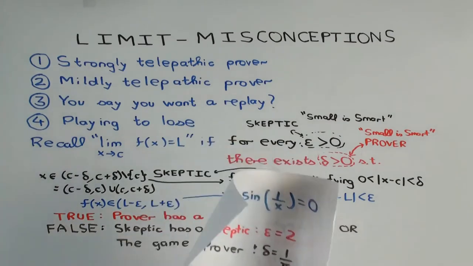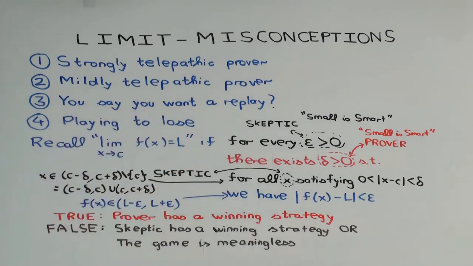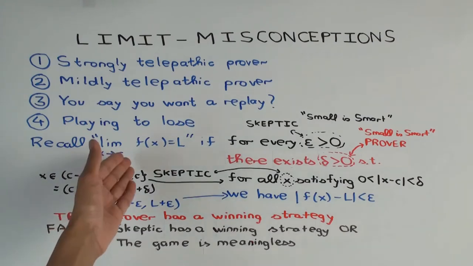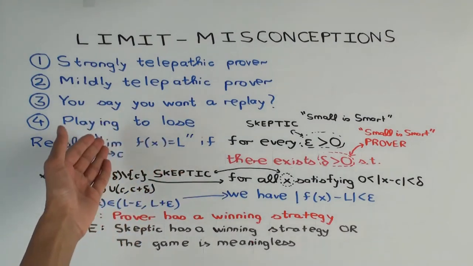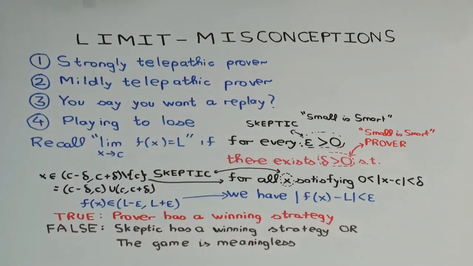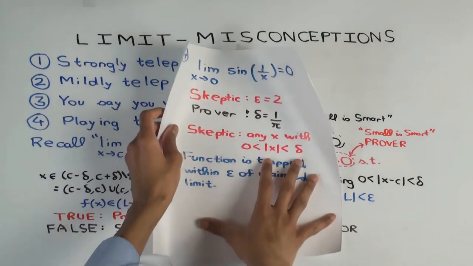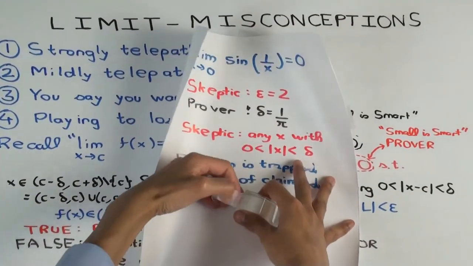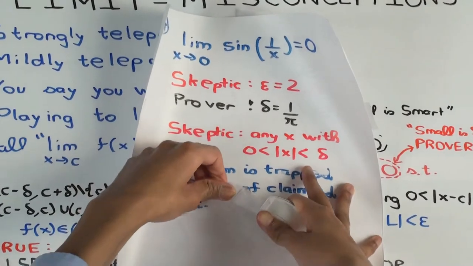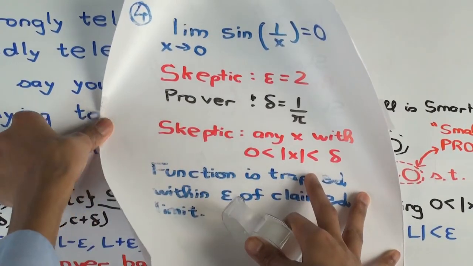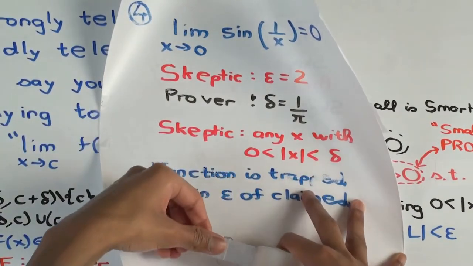Okay, let's do one last one. By the way, this one was called You Say You Want to Replay, which is basically just saying that just one play is not good enough. So if the statement is actually true, the prover should be willing to accept it if the skeptic wants a replay and says, I want to play it again. The prover should say, sure, and I'm going to win again. Right? That's what it would mean for the limit statement to be true. So let's do one last one. It's pretty similar to the one we just saw, but with a little twist.